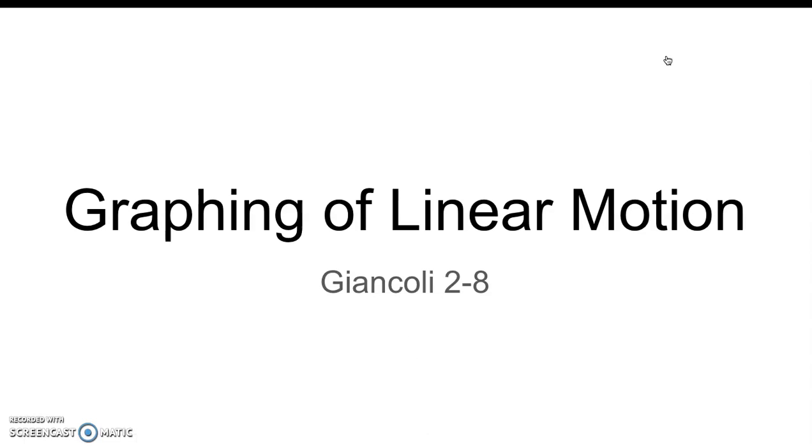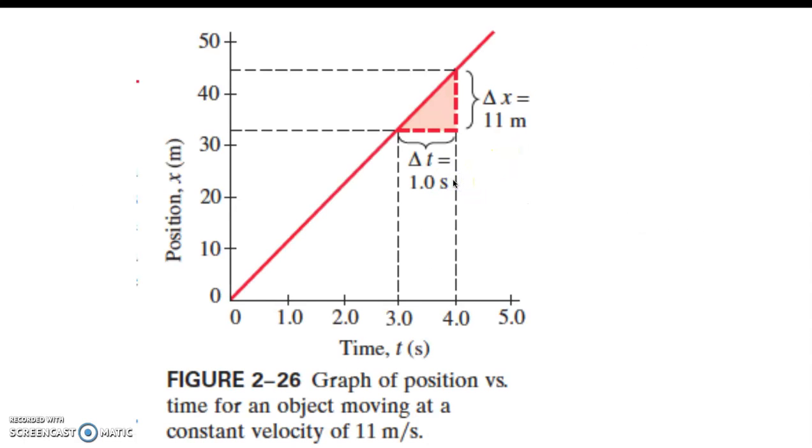Let's look at graphing of linear motion, Giancoli 2.8. So here's a position time graph, and we made one of these earlier in the year, but you can see it's a straight line. If we want to find the velocity in a position time graph, all we have to do is find the slope, and we can pick 2 points and do point slope form, rise over run.